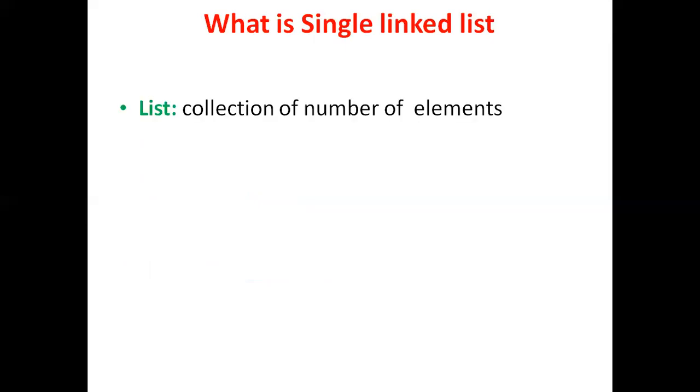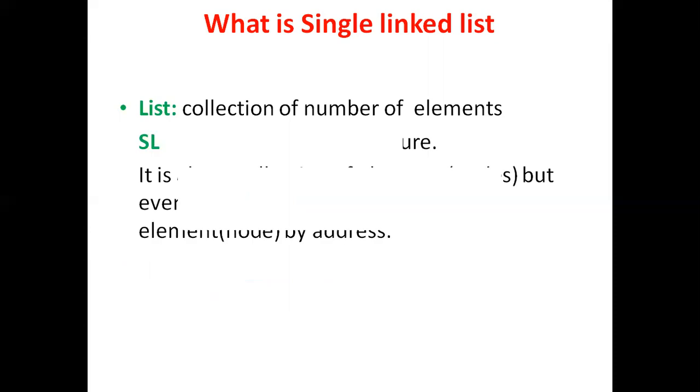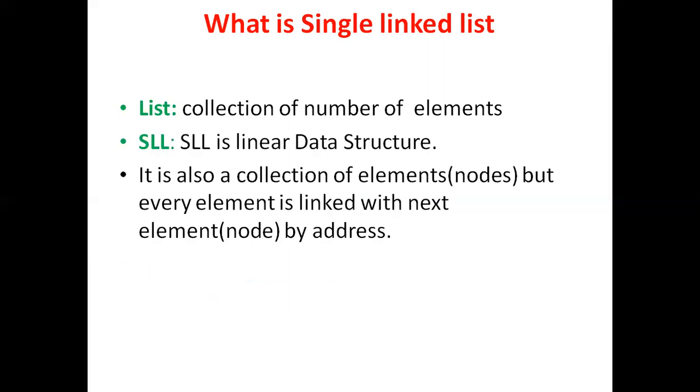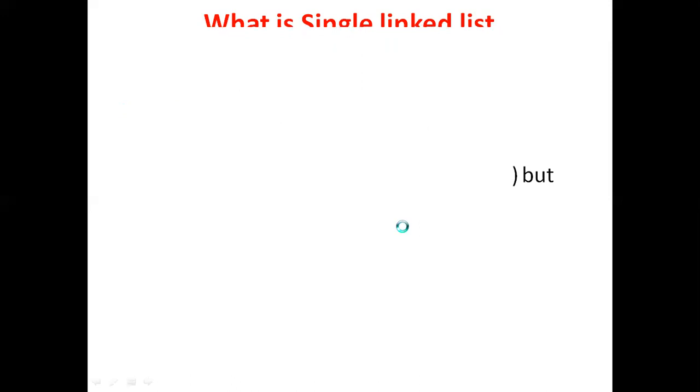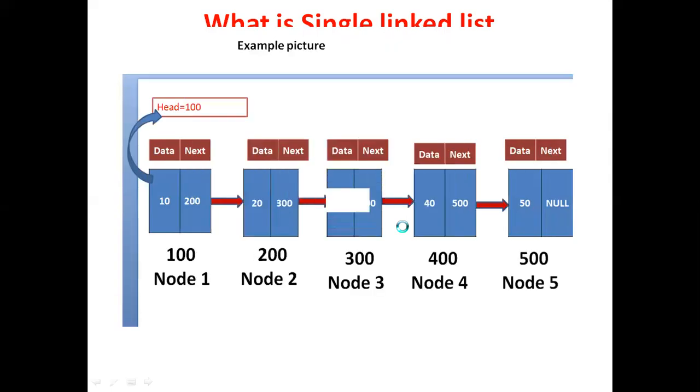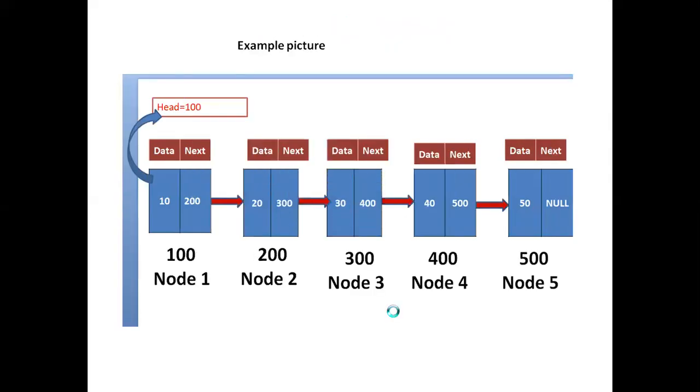Actually, before going to learn about single linked list, we will know what is a list. Generally you know that list means a collection of a number of elements or data. Now what about single linked list? Single linked list is one of the linear data structures. It is also a collection of elements. Those elements we can call nodes, but every element is linked with the next element by address. This is the example diagram for single linked list: nodes and connecting the nodes by using links.